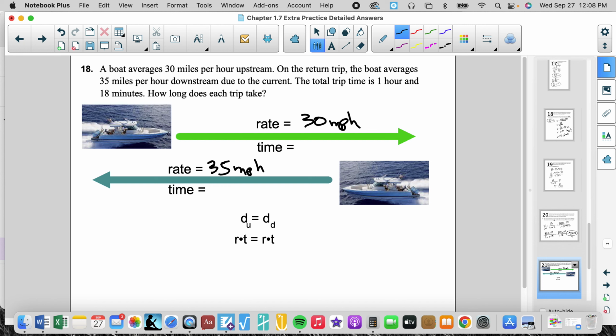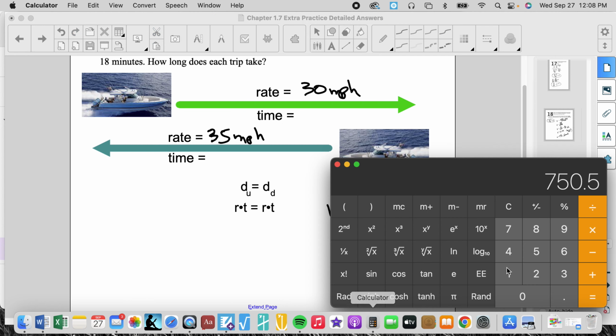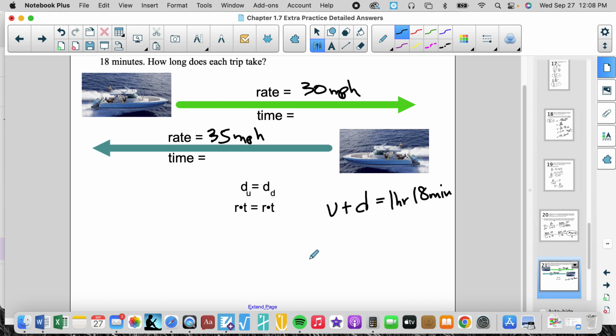So we talked about this in one of my classes. I don't know how much the time is. I know that the time up and the time back is going to equal 1 hour and 18 minutes. So how much is my time? Well, if up plus down, if we're talking about time, equals 1 hour, 18 minutes, let's see how many hours 18 minutes is. 18 divided by 60 gives me 0.3. So my time is actually up plus down equals 1.3 hours.